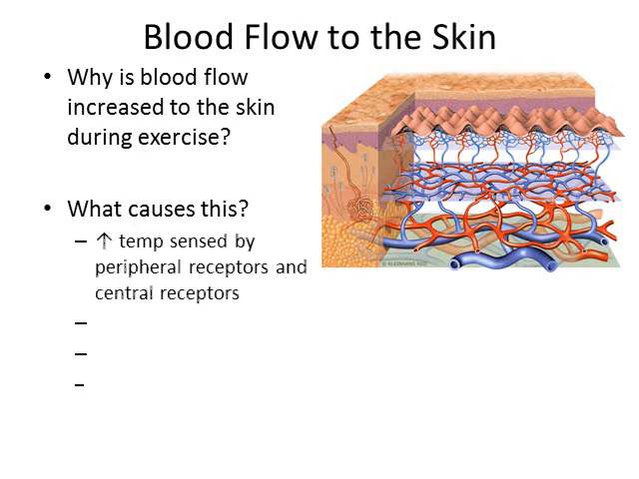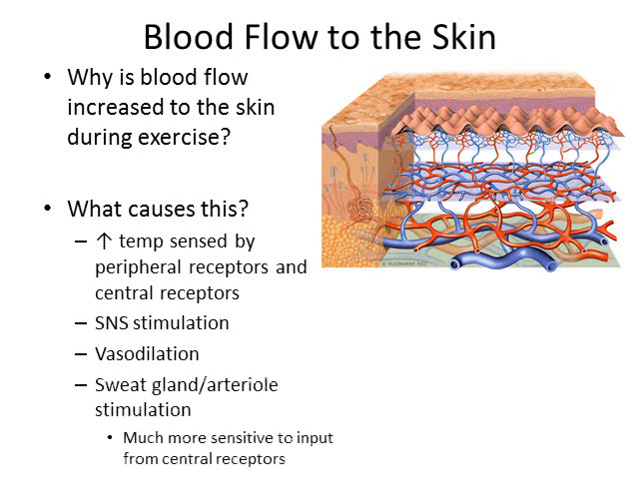So this is kind of the pathway that we see. We see an increase in temperature sensed by the peripheral and central receptors. This causes an increase in sympathetic nervous system stimulation, which leads to vasodilation in the vessels. And this is one key example of when sympathetic nervous system stimulation actually causes vasodilation instead of vasoconstriction. And then we have stimulation of the sweat glands and also those arterioles. And so that stimulates the sweat glands to start producing sweat and pumping it out onto the skin.